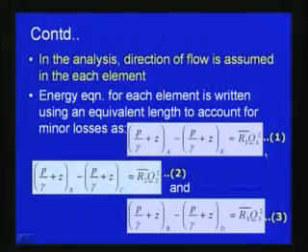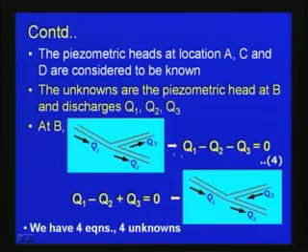So, now here we have 3 energy equations as written, 1, 2, 3, between A and B, between B and C, and between B and D, and then we have one continuity equation, either 4 or 5. So, let us use equation 4 by assuming that Q1 is flowing towards the junction, and Q2 and Q3 are from the junction. So, we have 4 equations and 4 unknowns, so that we can easily solve the system.